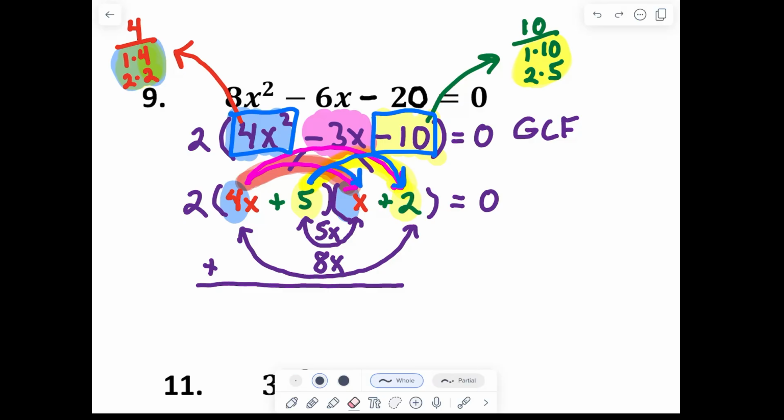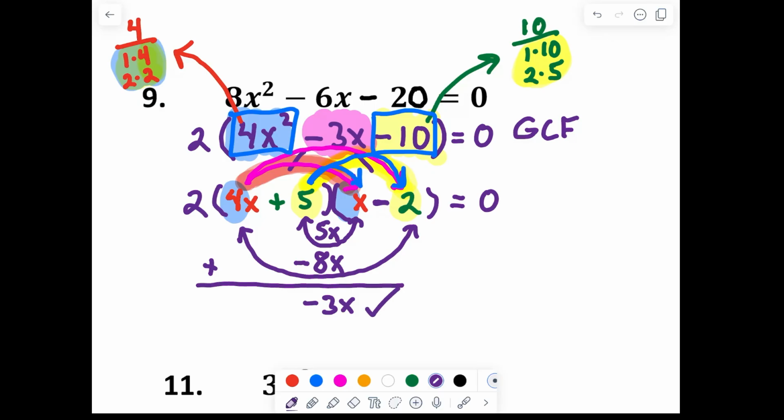So the 4x times the 2, that gives me a positive 8x. Right? And the 5x, 5 times x, that's going to give me a 5x. And I said those combine to give me my middle term. Now this forms up to be 13x. So this is not my solution here. These are actually the numbers that I want to use. I just have a sign issue here, and I'll show you what that is.